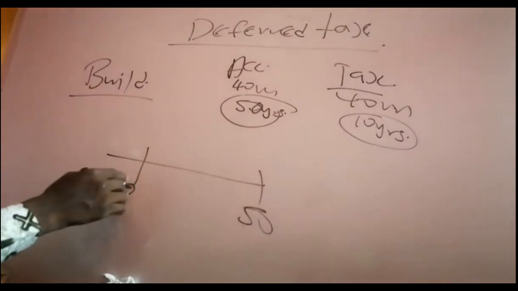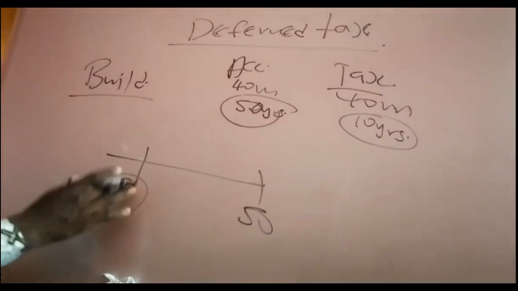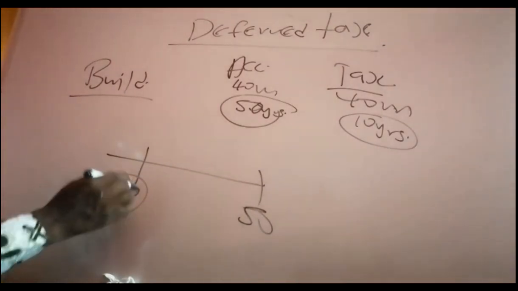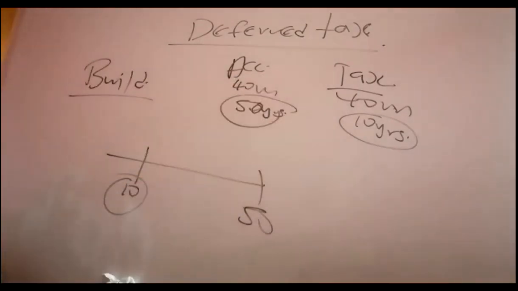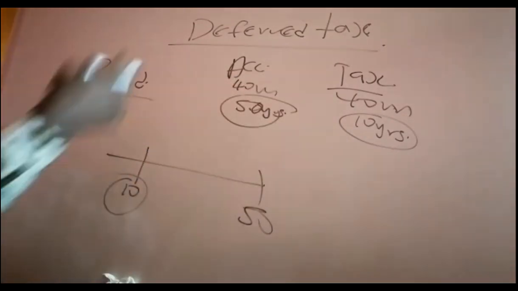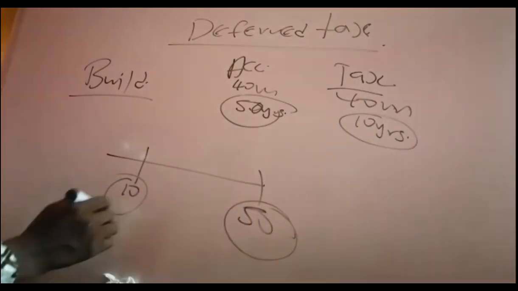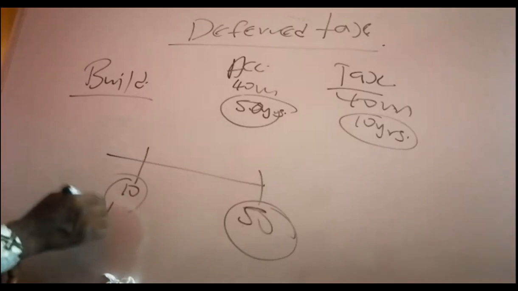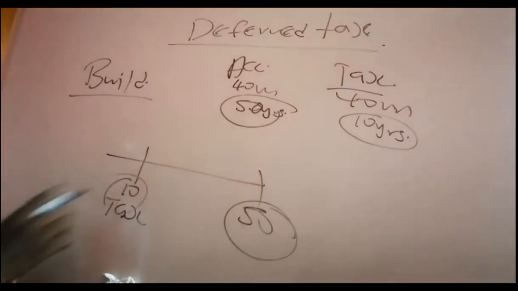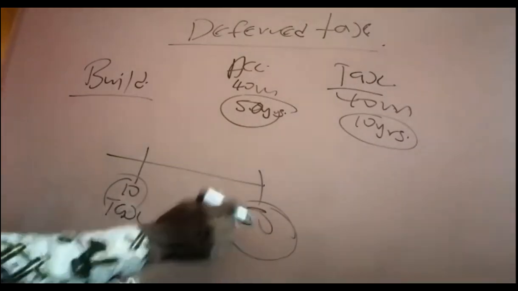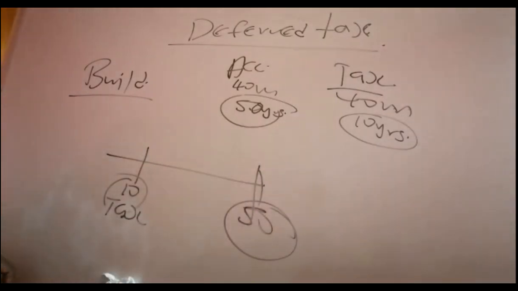So at the end of the 10th year, the asset will be scrapped off from the books of the tax authority. The tax man will scrap it after 10 years, and then after 50 years, the accountant will scrap it off. So the difference is temporal. If it's a matter of time, it will take off.